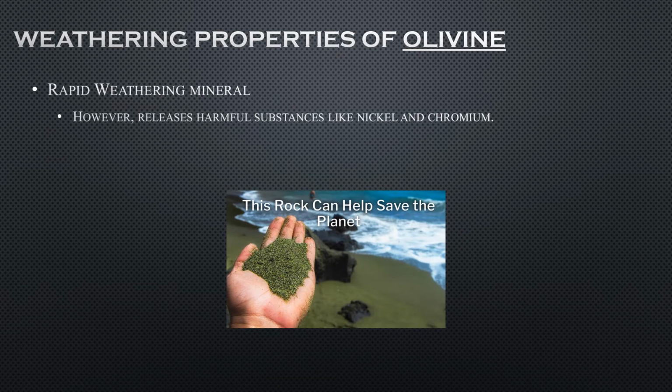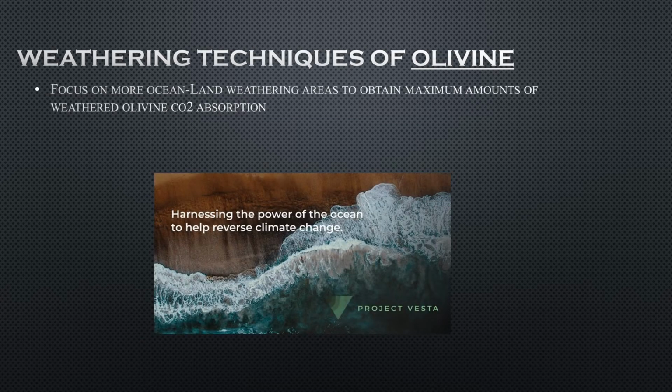So, what are some of the weathering properties of olivine? Well, olivine is a rapid weathering mineral, which means it has a very reactive surface area. However, the hesitancy towards enhancing weathering of olivine is that it has the potential to release harmful substances like nickel and chromium. So now for weathering techniques.